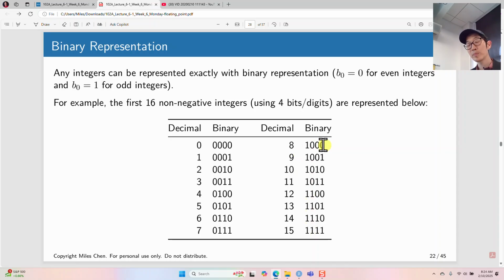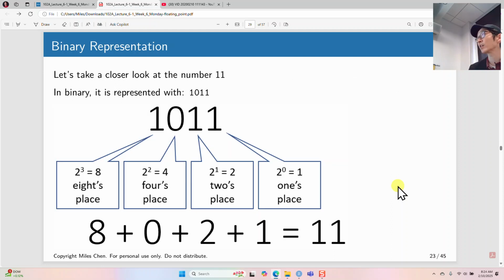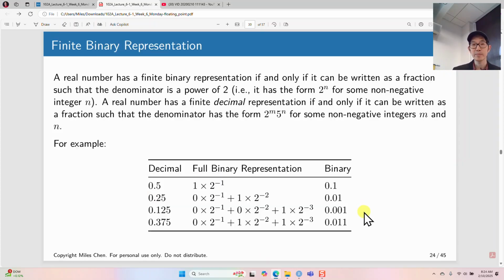We have 8 is 1, 0, 0, 0. 9 is going to be 1, 0, 0, 1, so an 8 plus a 1, and 10 is an 8 plus a 2, and 11 is 8 plus 3, 12 is 8 plus 4, so on and so forth, okay? And it keeps going, and you count to infinity using that, all right? So this is how we represent binary, okay? So the number 11 is 1, 0, 1, 1. We have one 8, no 4s, one 2, and one 1, and that adds up to 11, okay?